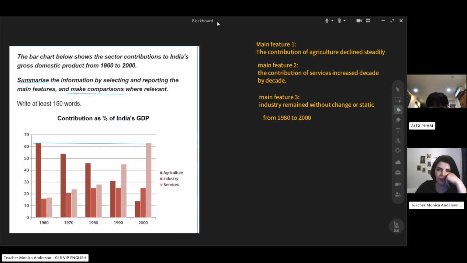Services and agriculture. Of course, service and agriculture, exactly opposite trends. So I can compare these two. About industry, it is definitely different, so I separate it. But about agriculture and service, as you can see, this one and this one, exactly opposite trends. So I can compare them. So I say, okay, first paragraph, agriculture and service, second one, industry, because it followed a definitely different trend. So let's write.